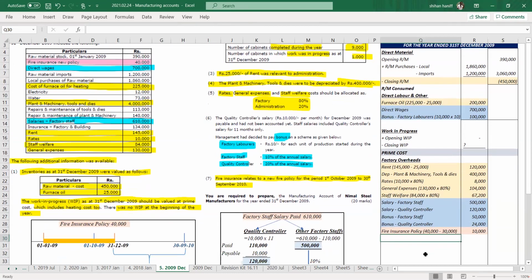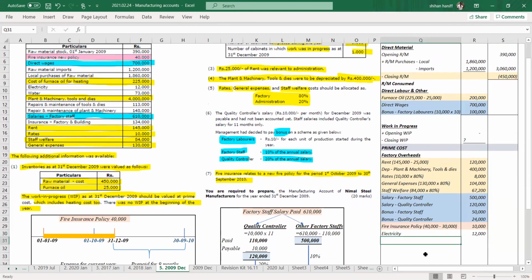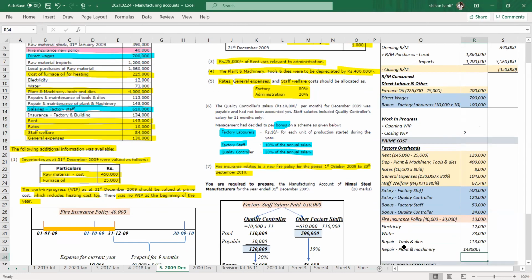Electricity 12,000. Water 73,000. Repair tools and dies, repair plant and machinery 130,000, 148,000. Insurance factory building 134,000.